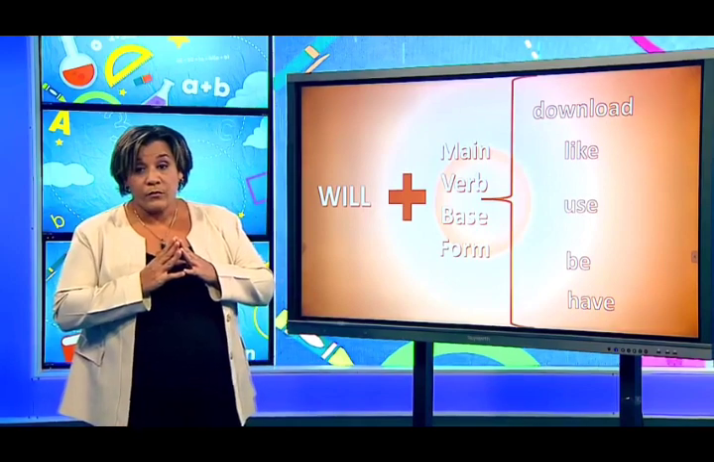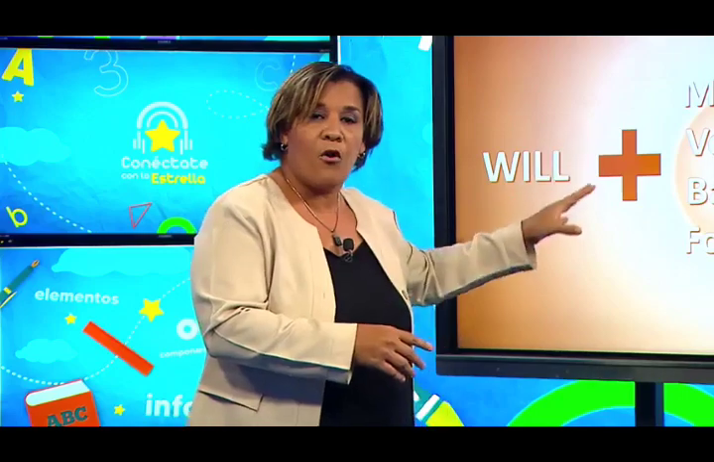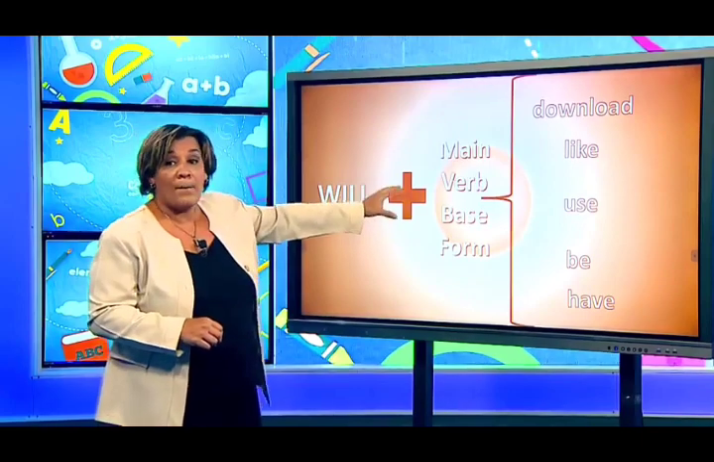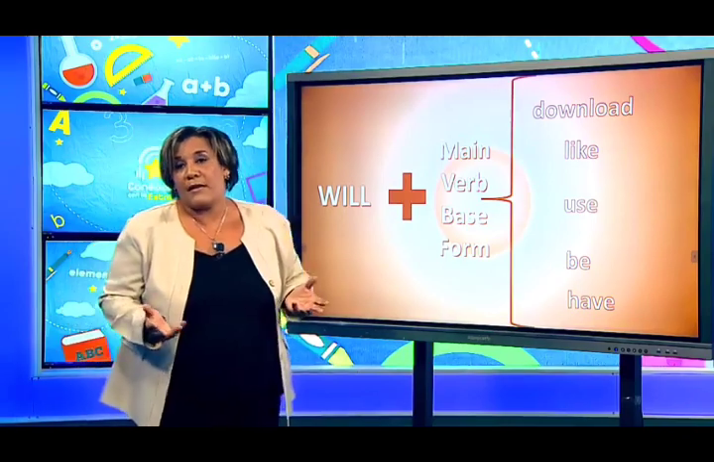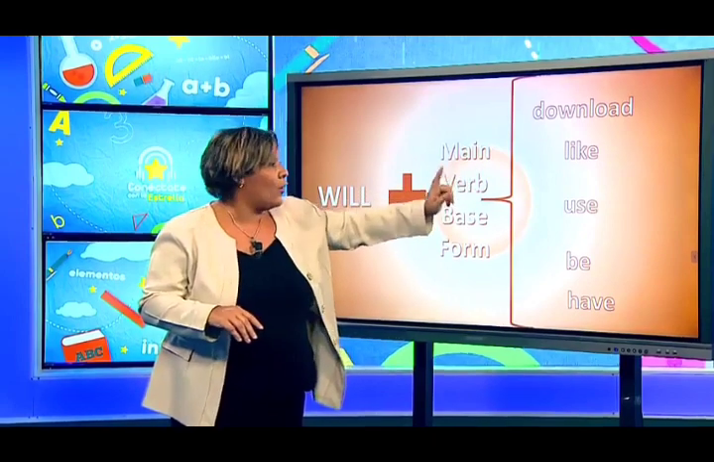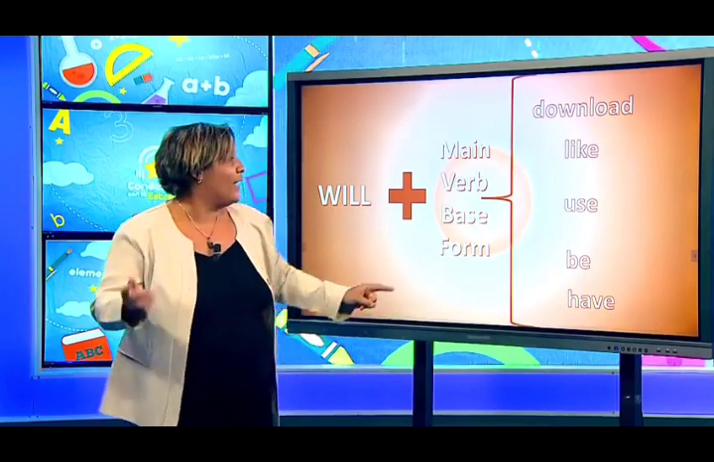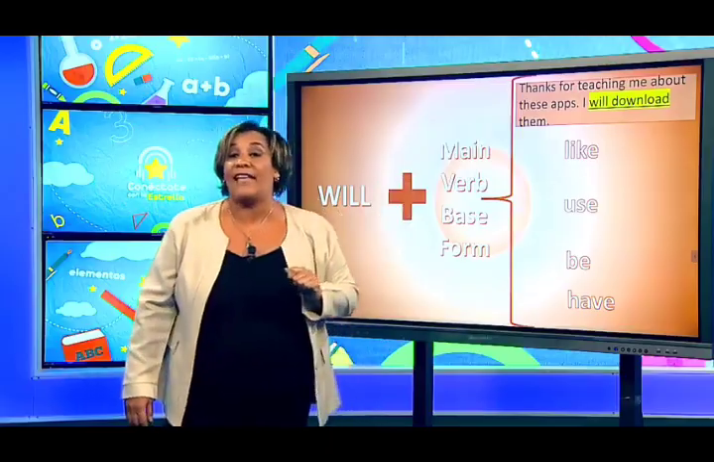Now, when we want to talk about the future, this is the form we already discussed. We have will. So will is combined with the main verb in the base form. The base form means that the verb doesn't have s, it's not in the past. It's just the base form, the main form of the verb. So we have the first verb, download. Thanks for teaching me about these apps. I will download them.